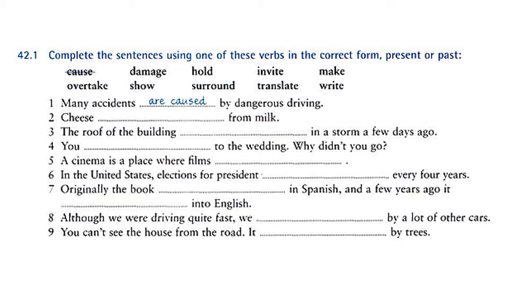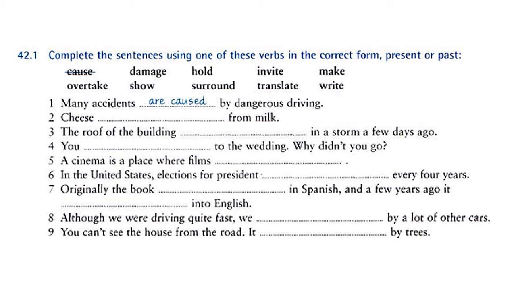Number 5, cinema is a place where films are shown. Number 6, in the United States, elections for president are made every 4 years.